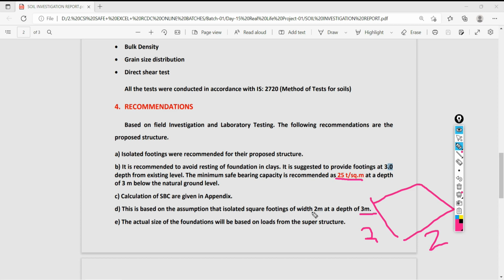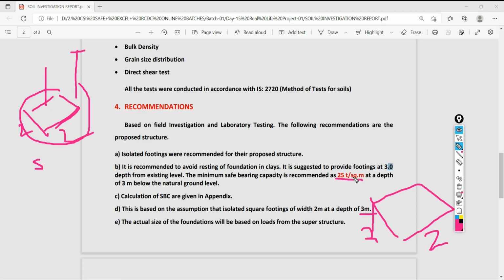Here on site they have tested the layer in a pit of size 2 meter. They have excavated the site for 2 by 2 meter or more than that, and for the concerned area of 2 by 2 meter they have applied the load at a depth of 3 meter from the ground level, and they have calculated the SBC as 250 ton per meter square. Okay, and the actual size of the foundation will be based on the loads, but for your calculation you need to calculate the actual size of foundation.